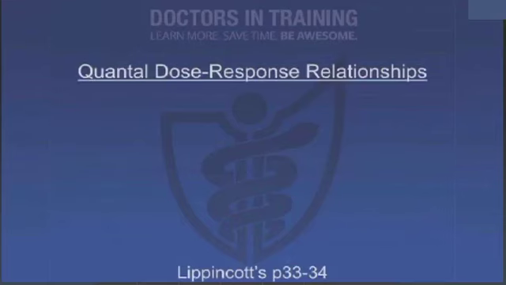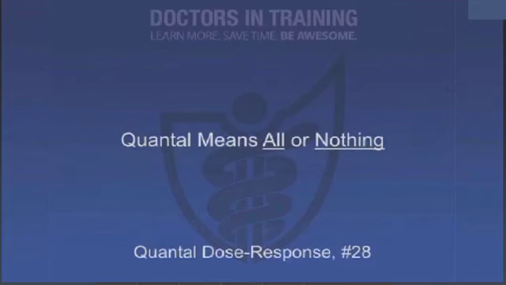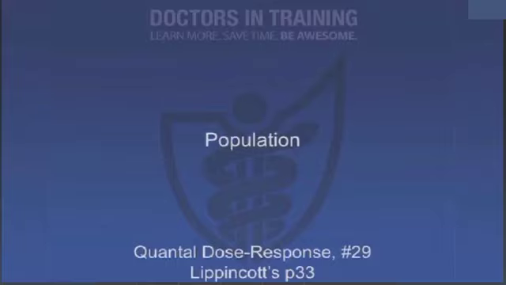So the last topic we'll talk about is this concept of quantal dose-response relationships. We've been talking about graded dose-response curves in which the magnitude of the response depends on the dose. But now we're going to shift gears and talk about quantal dose-response curves. Quantal means all or nothing. So does an individual respond at a certain dose or not? Generally, we're talking about big populations rather than individuals with this. So what proportion of the population is going to respond at any given dose? All the population, half the population, a third of the population?